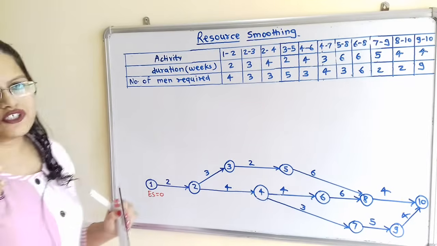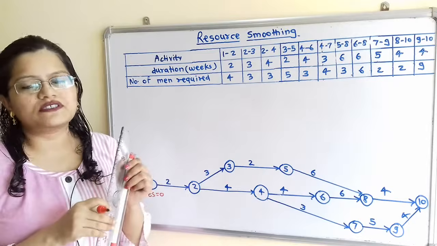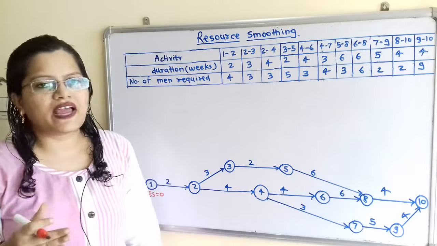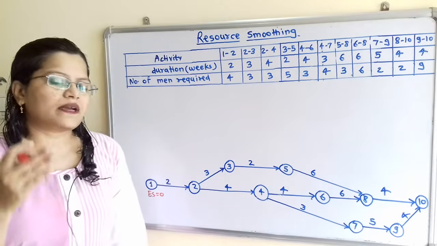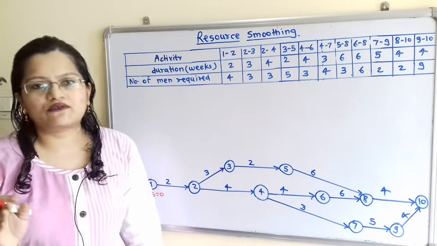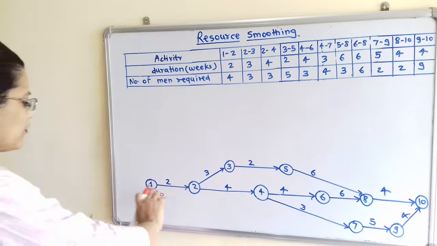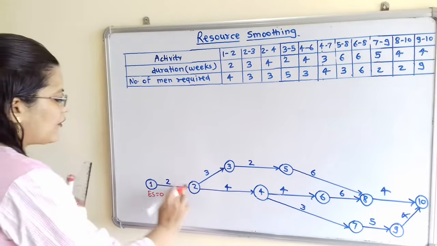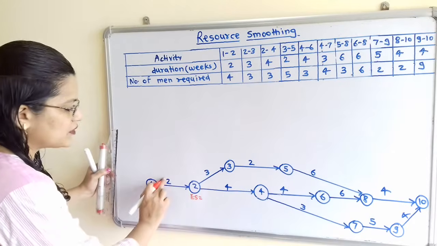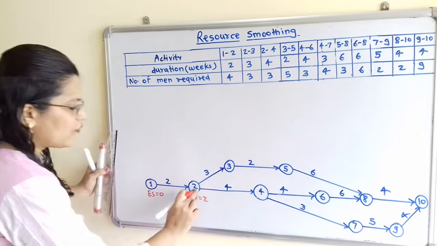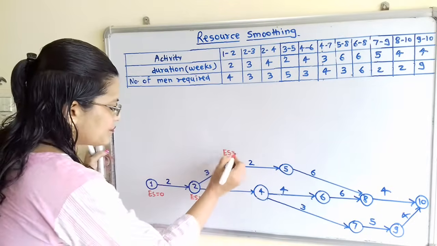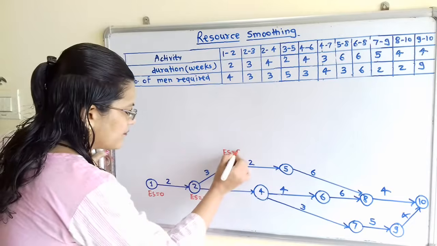Now in the calculation of ES, when there are two options available, then we have to choose the highest value, and for the latest finish time, if 2 or more options are available, then we have to choose the lowest value. Now here ES is equal to 0. Now at node 2, what is the value of ES? So ES is 0 plus 2, that is 2. Now at node 3, ES is equal to 2 plus 3, that is 5.